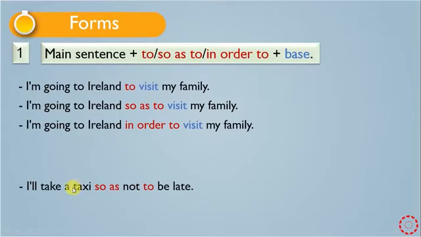I will take a taxi so as not to. It means we can negate this expression by adding not. For example, how can we negate so as to? I can say, I will take a taxi so as not to be late. Here is a base.